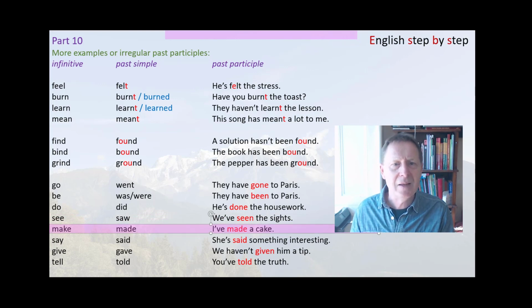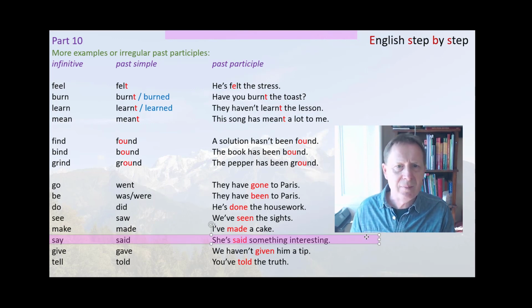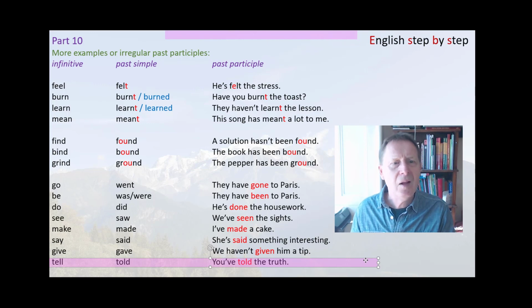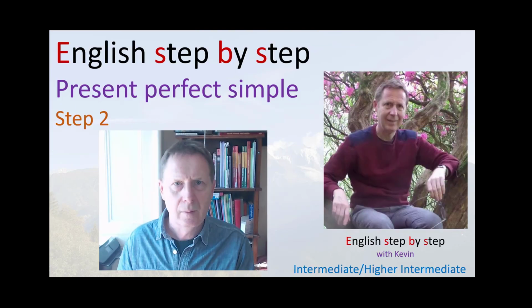Make, made, I've made a cake. Say, said, she's said something interesting. Give, gave, we haven't given him a tip. And the last one, tell, told, you've told the truth. So try to remember these very common irregular past participles.